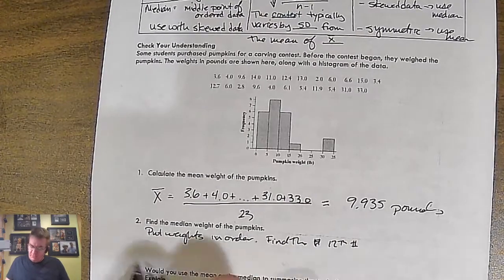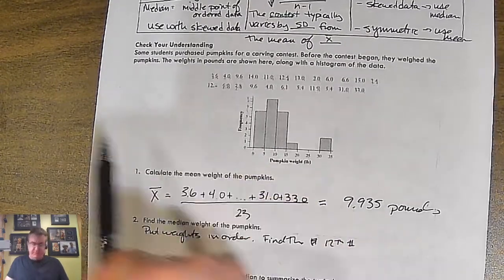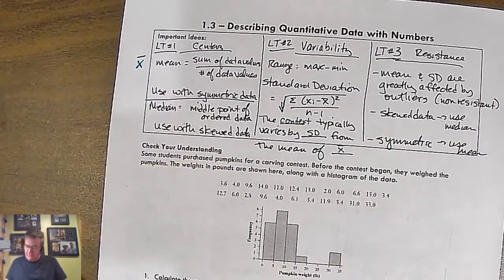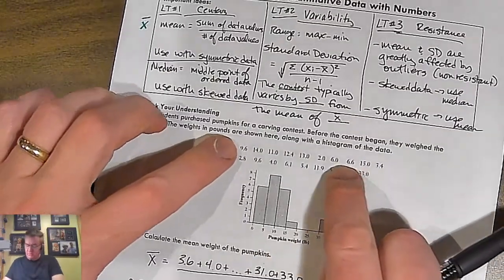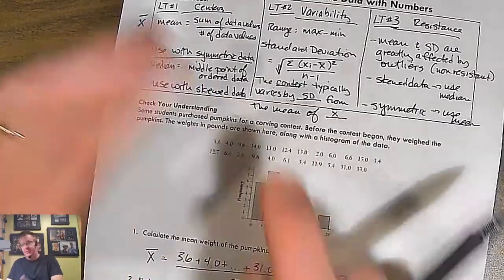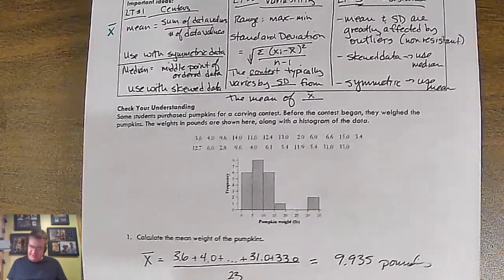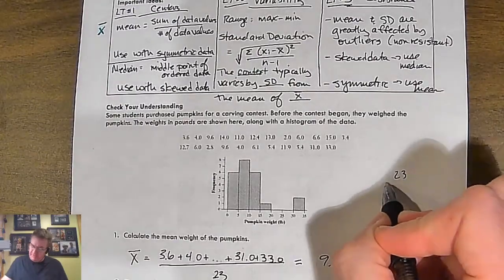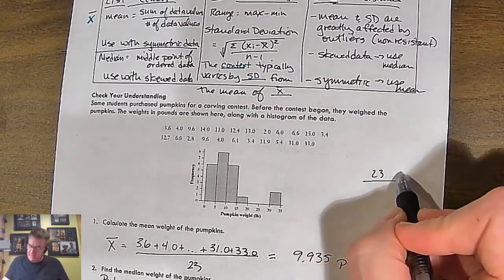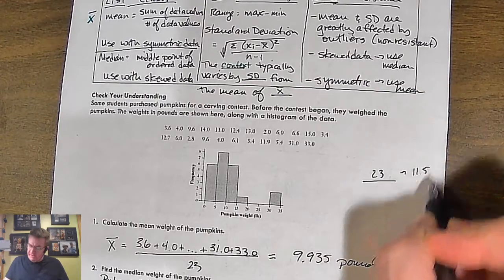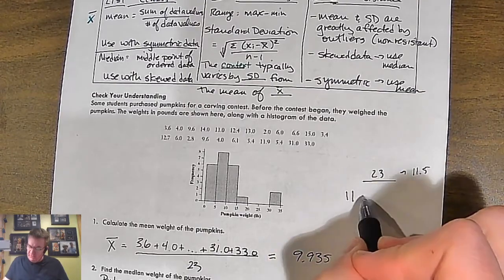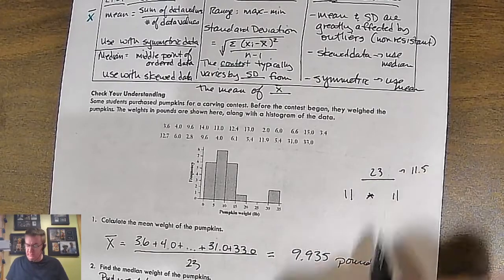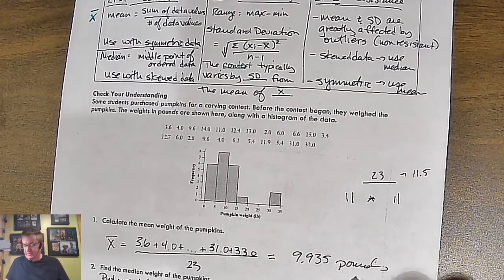Well, I've got 23 pieces of data here, right? And so you're going to kind of block these off. If you had them all in order, you'd be like boom, boom, boom, and you'd be left over. Think of it this way. If I've got 23 pieces of data, and I halve that, I get 11.5, which means that I have 11 pieces of data over here, and 11 pieces of data over here, and then I've got one in the middle.